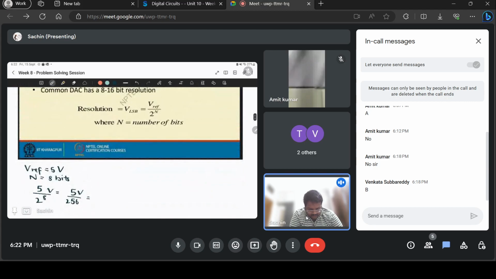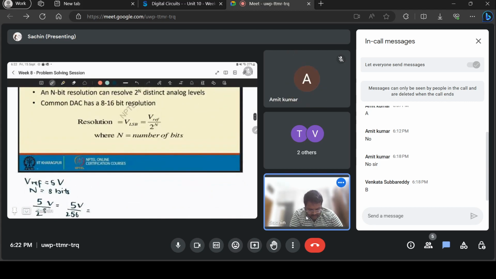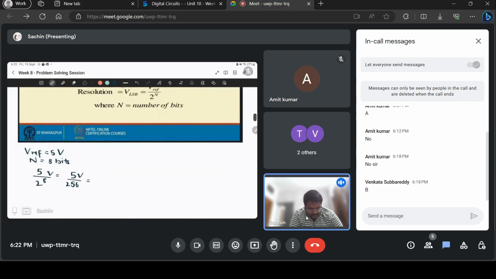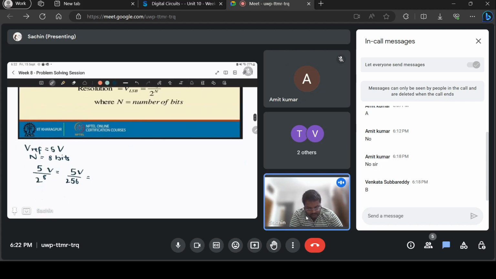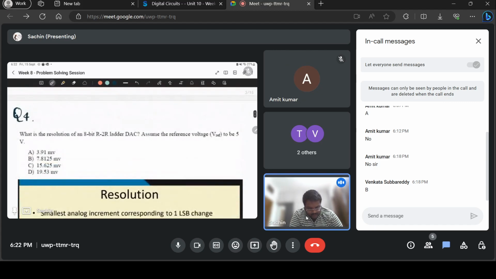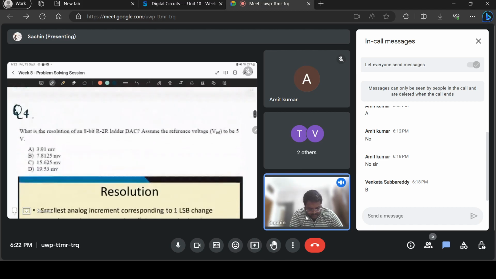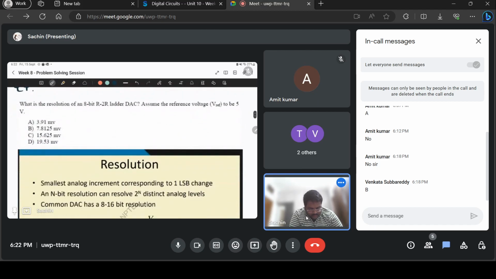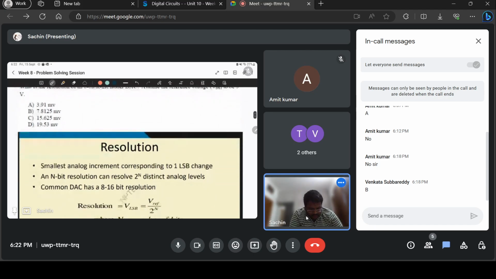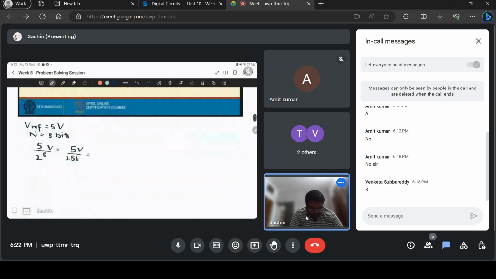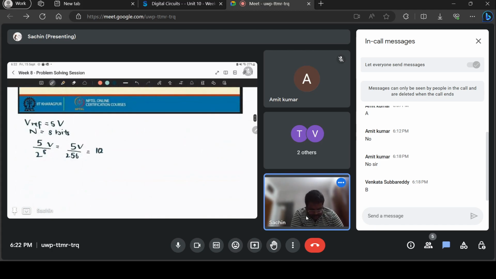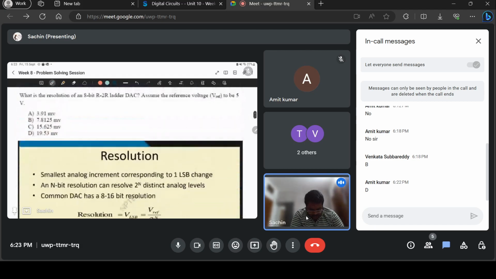So it should actually be in volts per bit, because Vref is 5 volts and n is 8 bits. It should be 5 by 256 volts per bit, but options are given in terms of volts, so you write that. If you do this calculation, you'll get 19.53. So it's option D.